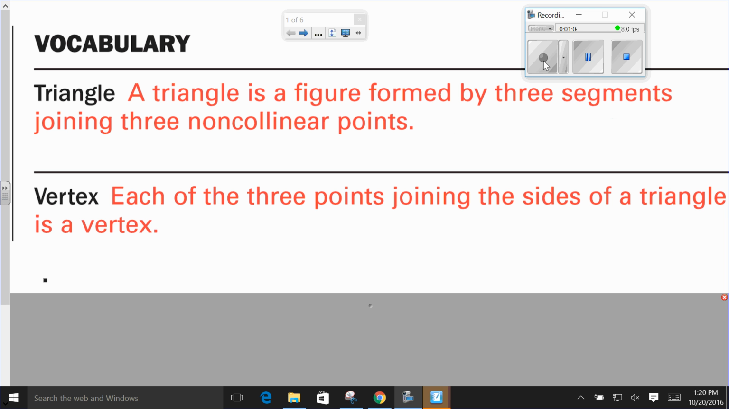The vertex. Each of the 3 points joining the sides of a triangle is a vertex. Write that one down. Each of the 3 points joining the sides of a triangle is a vertex.